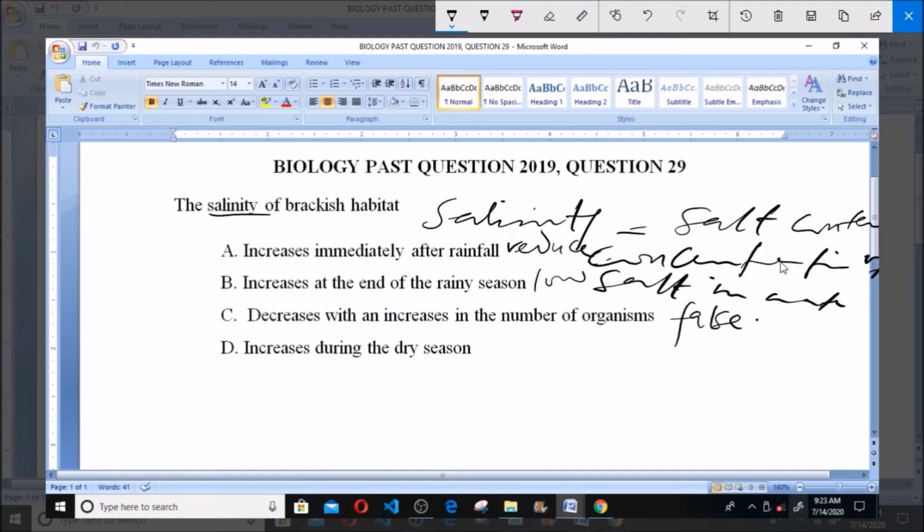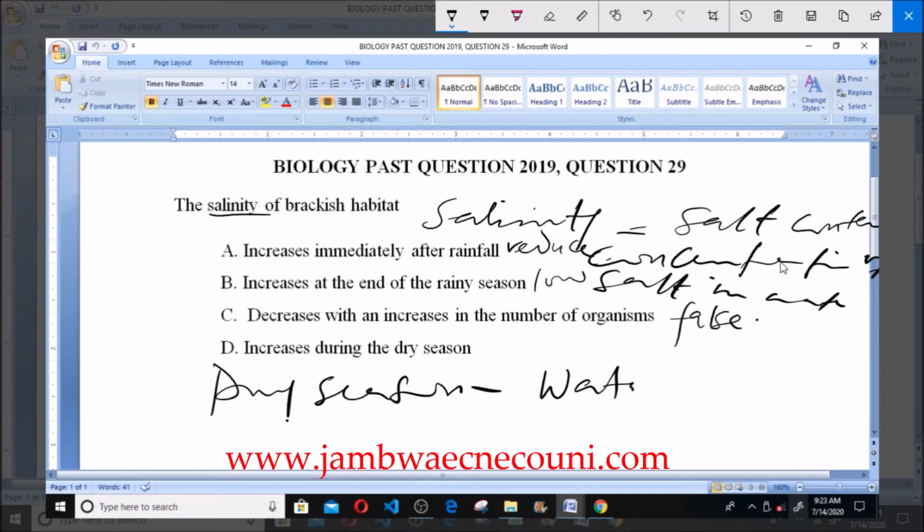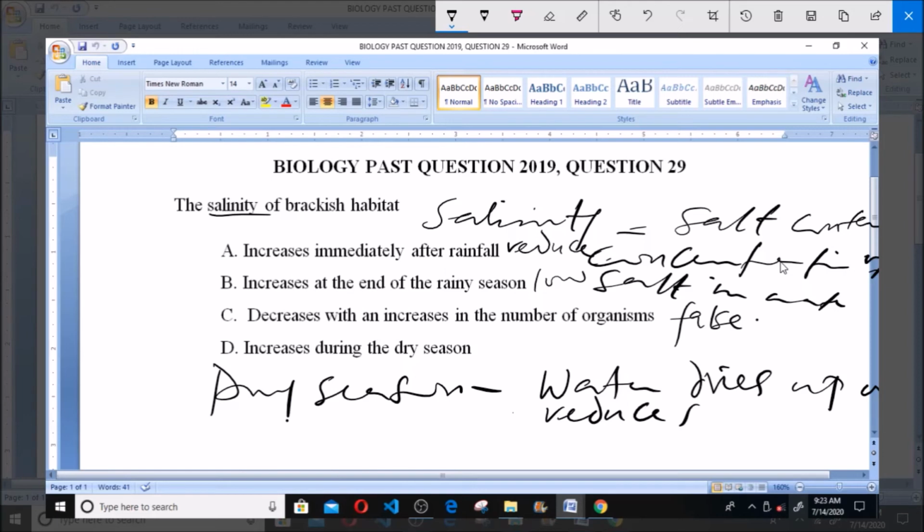Now you agree with me that during the dry season, the water content in a habitat dries up. Now the water dries up or reduces, and then the salt is left behind, thereby increasing the salinity or salt concentration of the habitat. So the answer is option D, increases during the dry season.